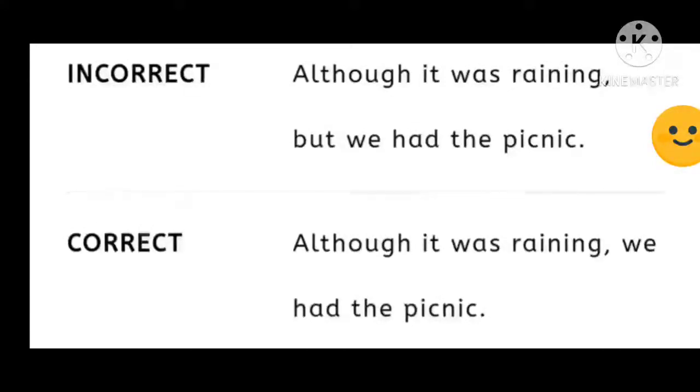Although it was raining, but we had the picnic. Although it was raining, we had the picnic. Generally, when we begin a sentence with although, though, even though, we don't make use of words like but, still, okay, etc. They are not necessary. So, although it was raining, let us omit but, we had the picnic.